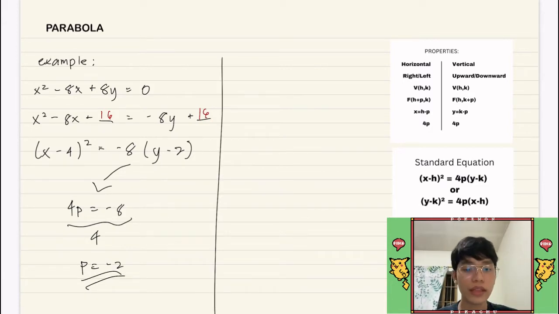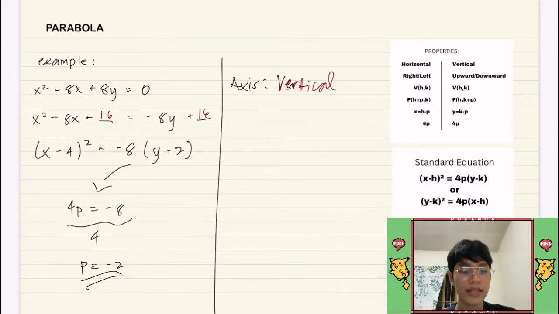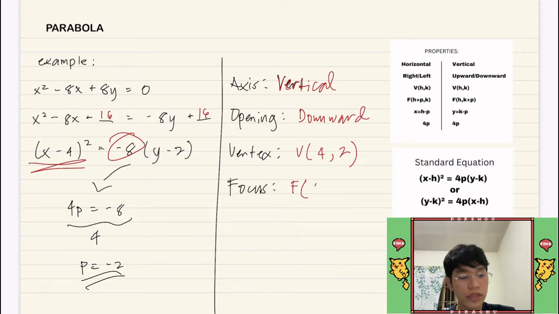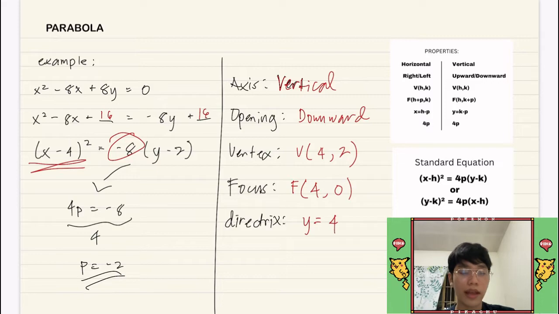So now that we identified the standard equation, we can now identify its properties. For its axis, it is vertical, since we use the standard equation of vertical parabola. For its opening, it's downward, since 4p is negative. For its vertex, it's (4, 2), focus (4, 0), directrix y is equal to 4, and latus rectum is 8.